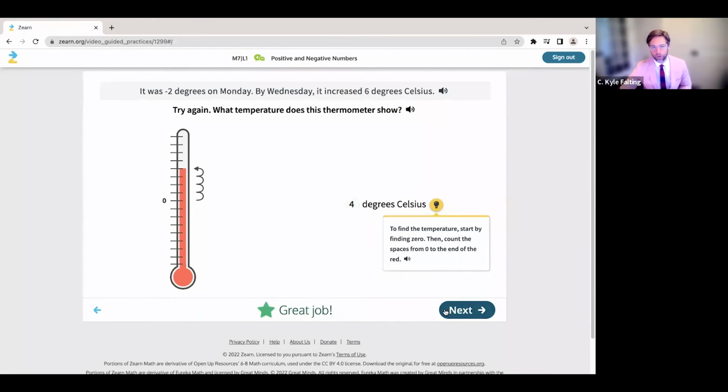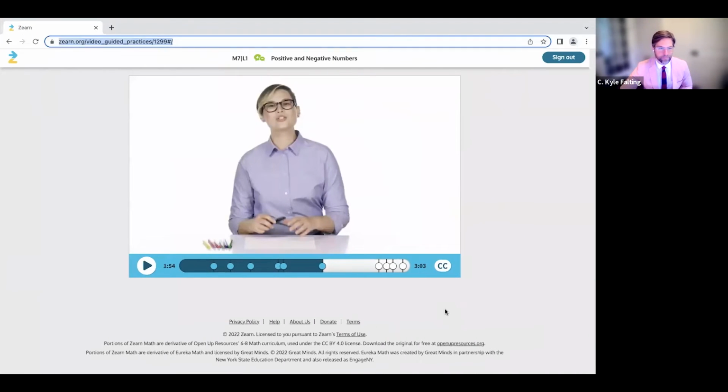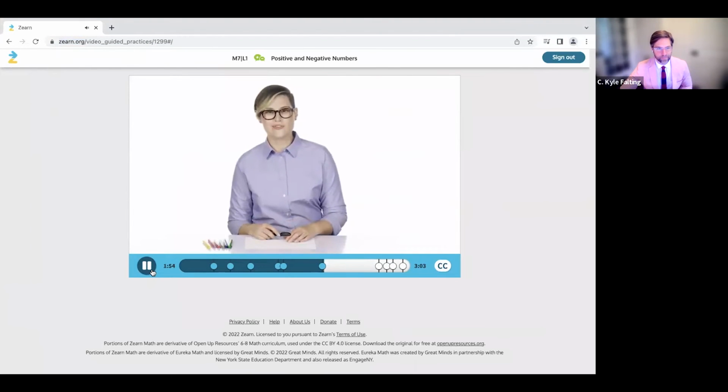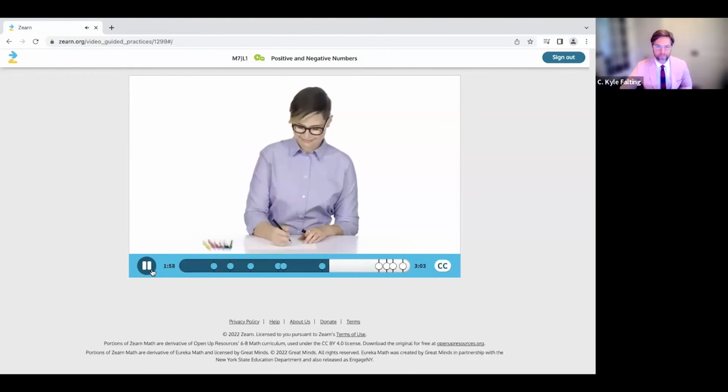Students will continue to work with the thermometer to represent numbers above and below 0. Let's skip ahead in the lesson a little to see how the lesson continues to progress. Let's look at positive and negative numbers in a new context: elevation.